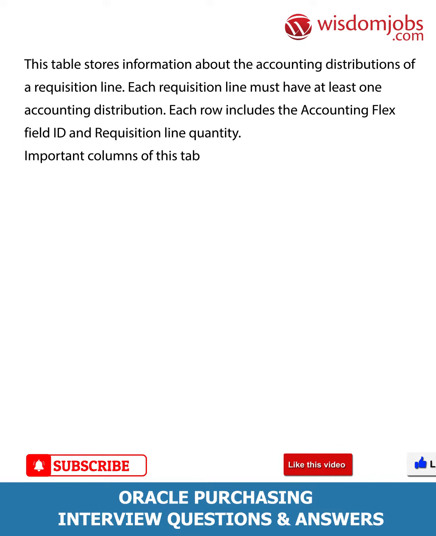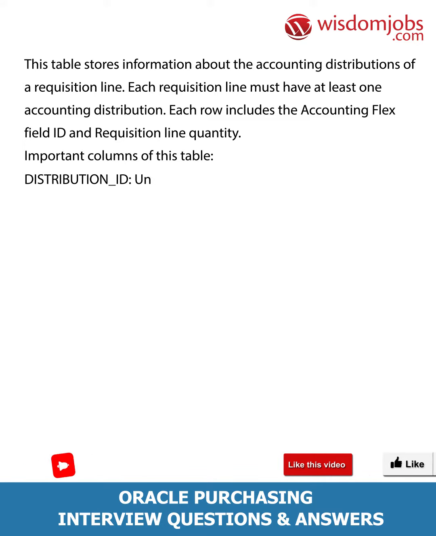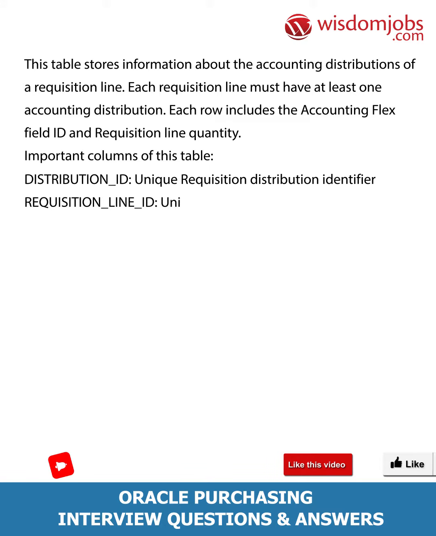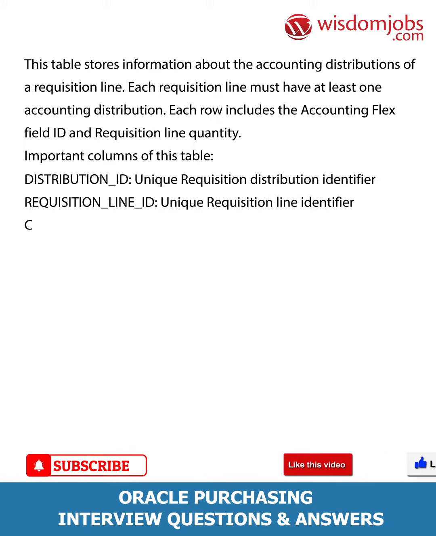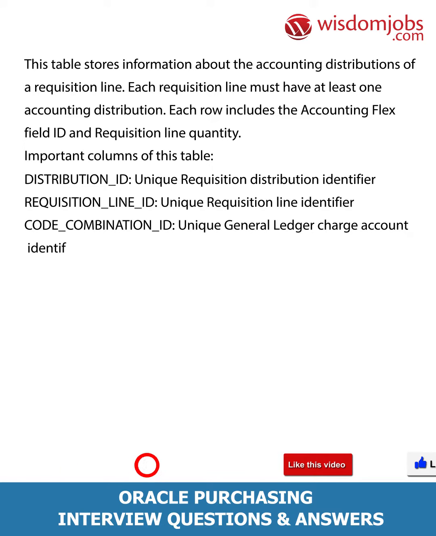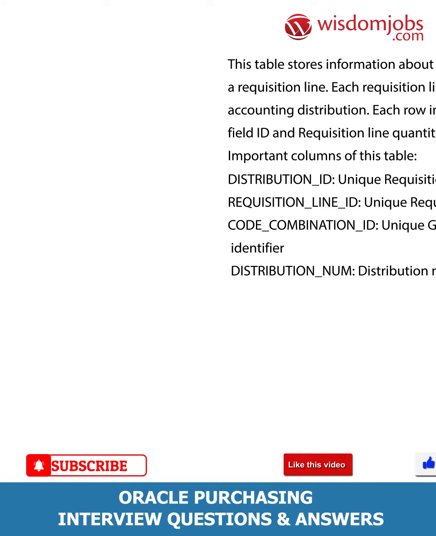Important columns of this table: DISTRIBUTION_ID. Unique requisition distribution identifier. REQUISITION_LINE_ID. Unique requisition line identifier. CODE_COMBINATION_ID. Unique general ledger charge account identifier. DISTRIBUTION_NUM. Distribution number.